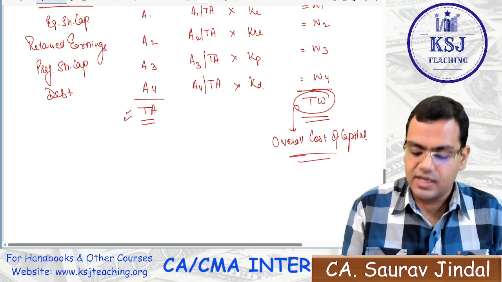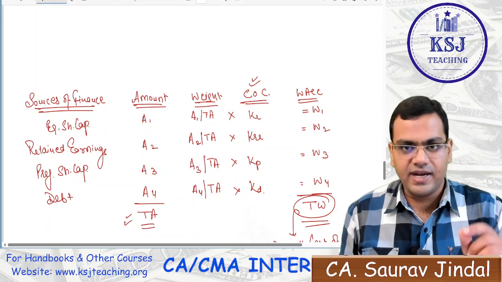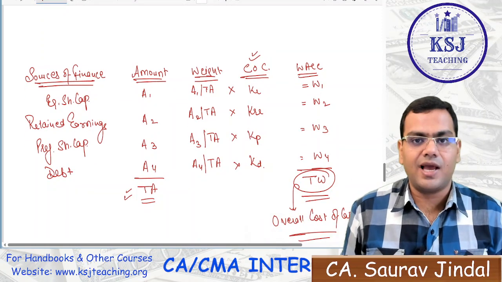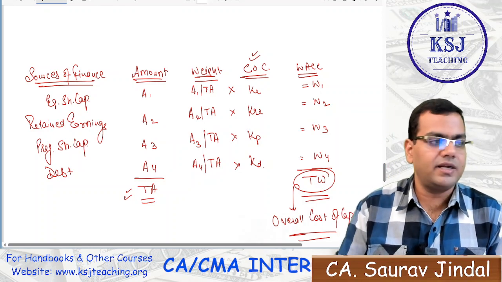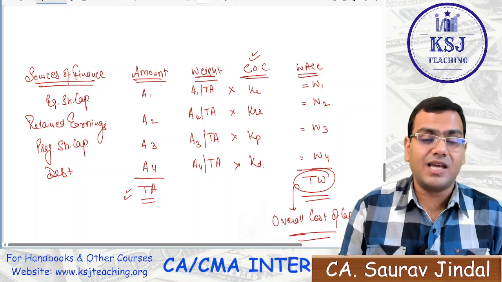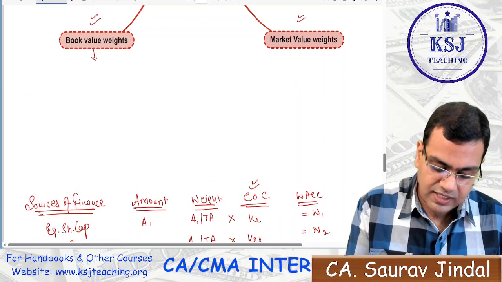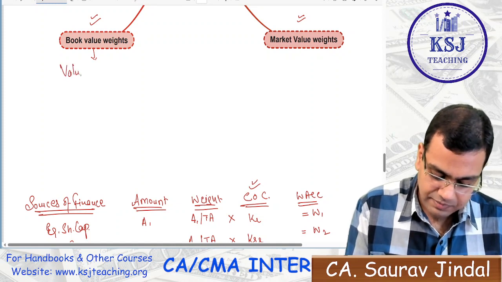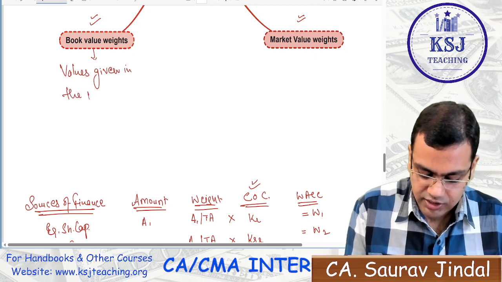So in this case, the first thing is to calculate the individual costs of capital, then to identify the amount of equity share capital, retained earnings, preference share capital and debt, and calculate the weights. Then the WACC will be calculated. This is the format in which we can calculate the WACC. Now, regarding the book value, I told you that book value means the values given in the balance sheet of the company.